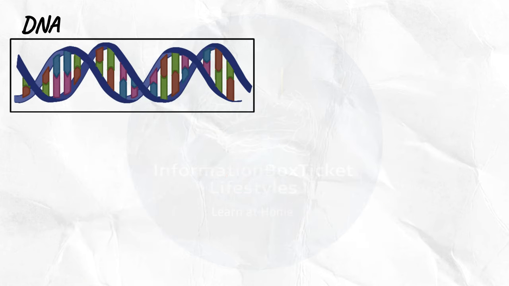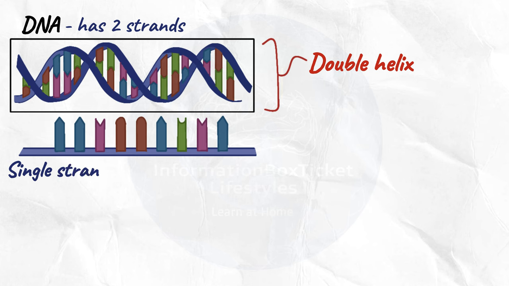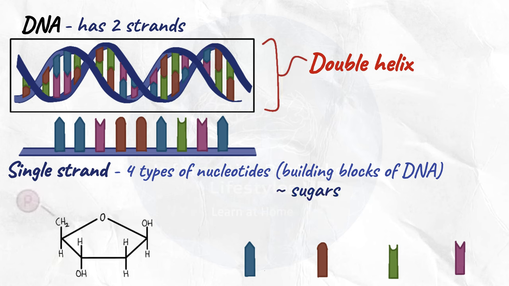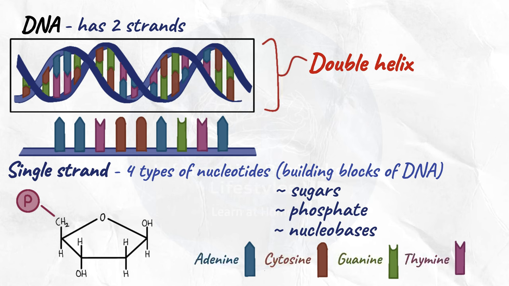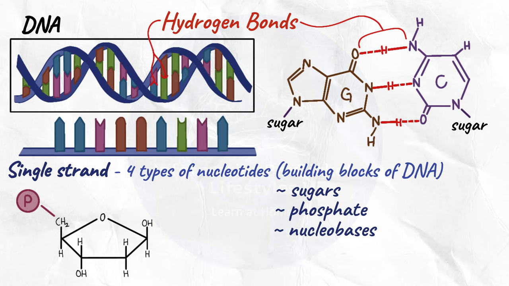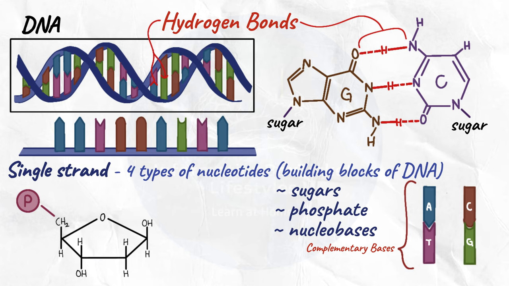Now, DNA contains two strands that wrap around each other to form the distinctive double helix. Each strand of DNA is made up of four different nucleotides, which are the individual letters or building blocks of DNA. DNA nucleotides are composed of a sugar, deoxyribose, a phosphate, and one of the four nucleobases, adenine, cytosine, guanine, or thymine, often known as A, C, G, and T. To form double-stranded DNA, the nucleotides on one strand form hydrogen bonds with the nucleotides on the opposite strand. A binds with T and C bonds with G, thus the name complementary bases.